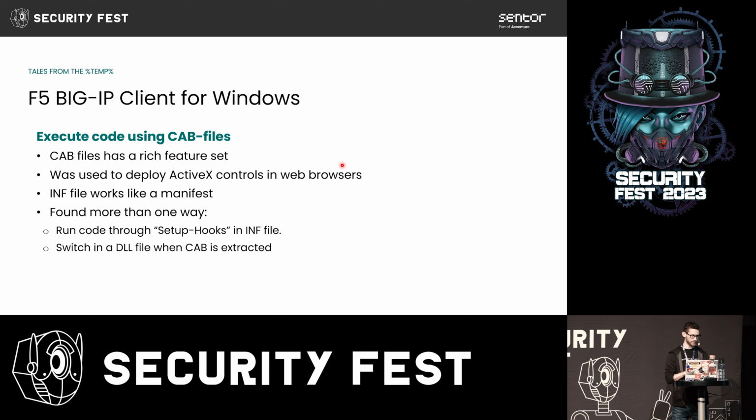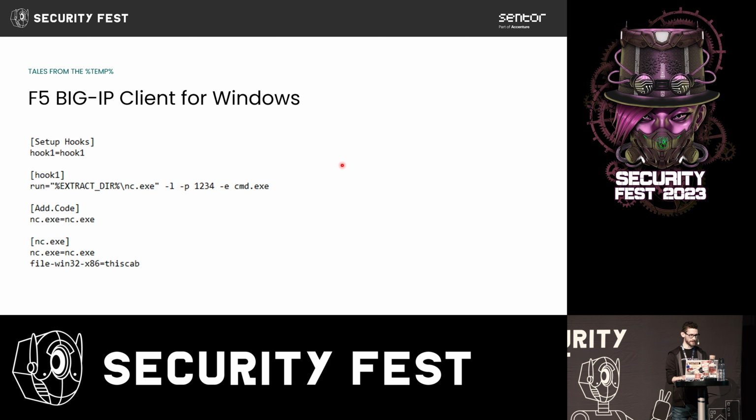And there is also the possibility to exploit the fact that the CAB file is extracted, so you can switch in a DLL that you want the service to parse at a later stage. So that's another type of race condition, but it was a bit more tricky to exploit. So I'm going to use this case.